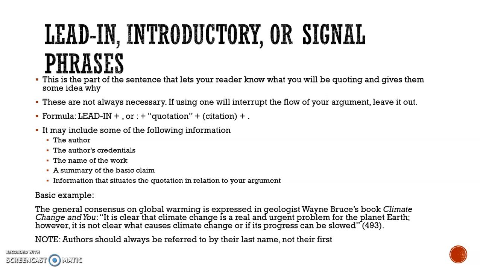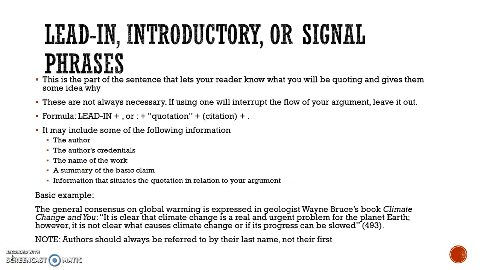It may have some of the following information, like the author, the author's credentials, the name of the work, a summary of the claim, or information that situates the quotation in relation to your argument. If using these phrases at length is interrupting the flow of your argument, you can leave them out, but you need to make sure that within the context of the paragraph, we understand why we're seeing that quotation.